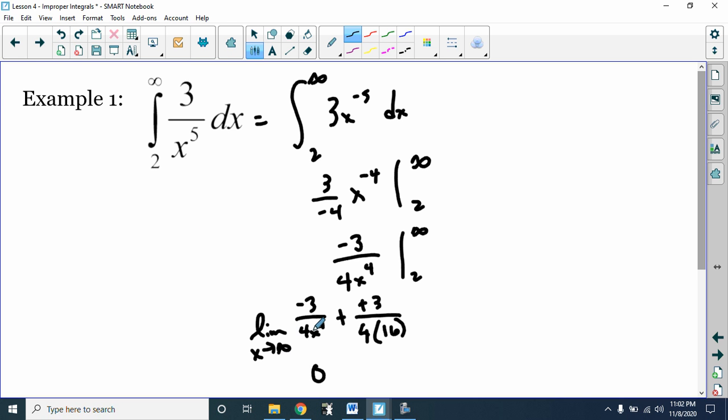But in this case, when I plug in infinity, the degree is bigger on the bottom, so it's 0. Minus, minus, I changed to plus there. So we've got 3 over 64, which is our answer.